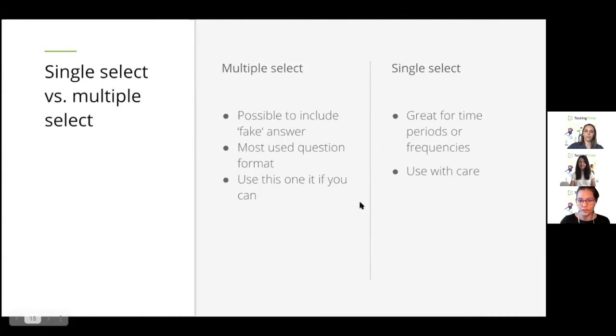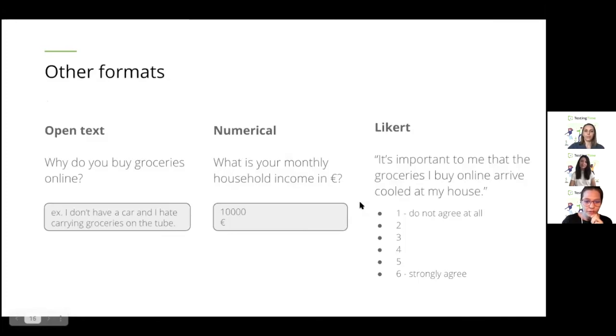Now moving on to single select questions. They're great for time periods and frequencies, but I always recommend asking yourself, can I also ask the same information in a multiple select question? So I would be rather careful with single select questions. Then we have three other formats that we don't use as often, but can be very helpful.